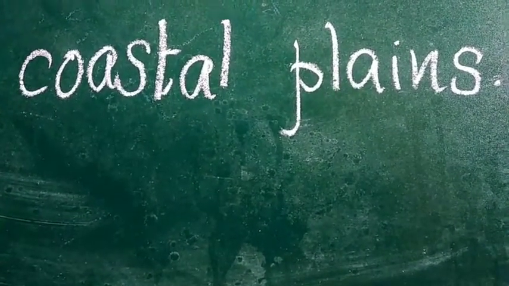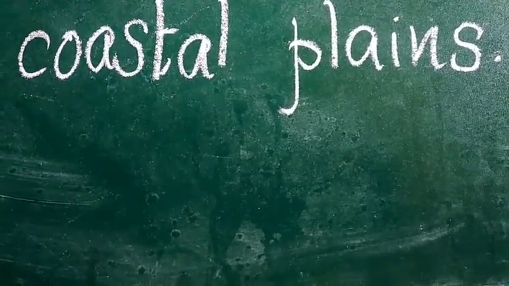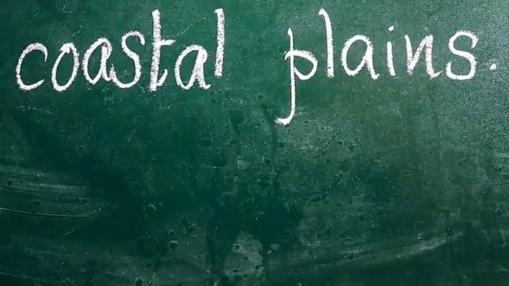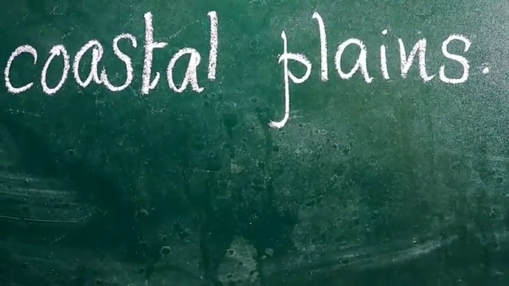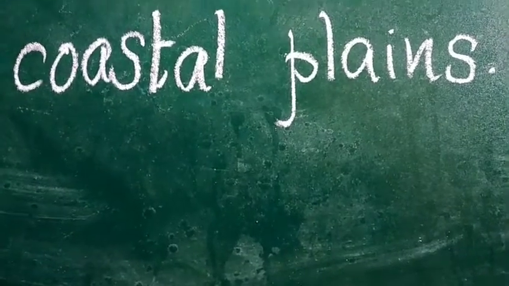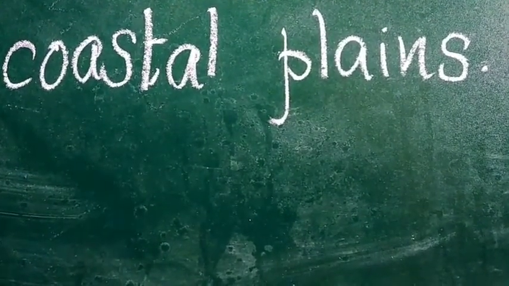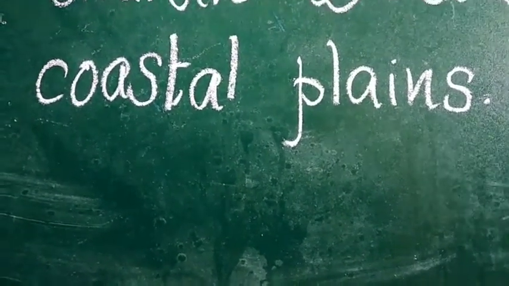Chilika Lake is an important feature of this area. So what is Chilika Lake? It is the largest saltwater lake in India. It lies in the state of Orissa, to the south of the Mahanadi Delta. I hope it is very clear.